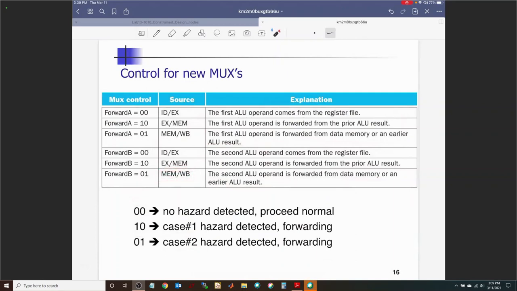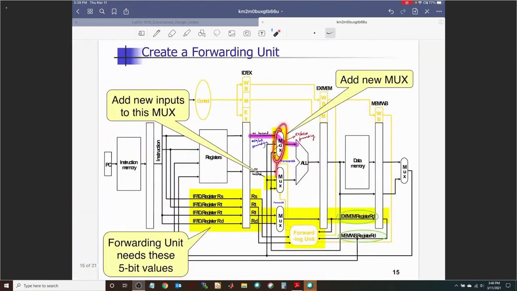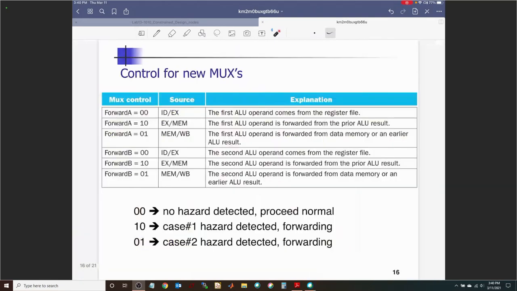All right, questions about this? How the mux control followed by the source of these muxes followed by the explanation. You guys are okay with this? The one thing to note is that we could have added one more input to the mux. We are not doing it just because we don't need it right now.